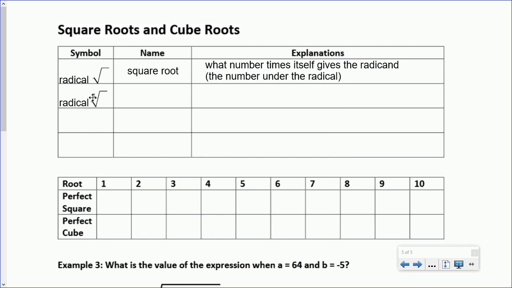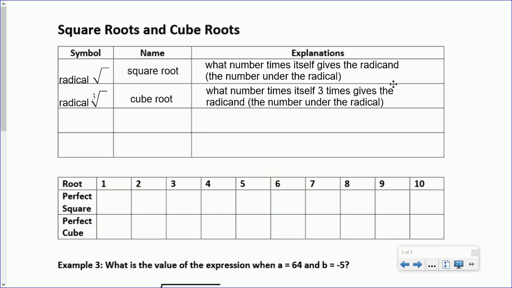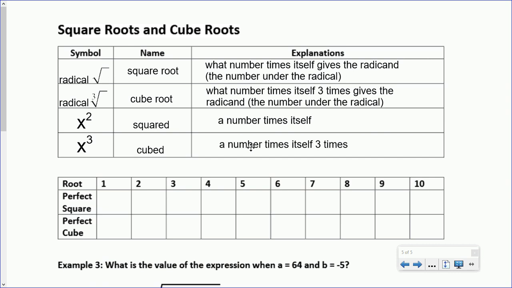Then the next one has a little number in it with a 3. So when it has a 3, it's called a cube root. And it just asks what number times itself 3 times gives that radicand. When you have a little 2 on the outside of a number, that means squared. So you just multiply a number by itself 2 times. And with a 3, it's cubed. You multiply it by itself 3 times.